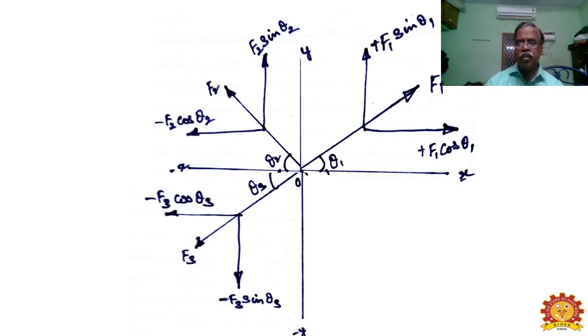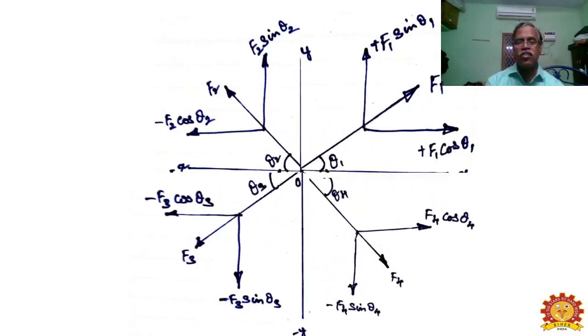Now similarly, for the fourth quadrant, we take a negative y-axis and positive x-axis, as shown here. So here you can see it as F4 cos theta 4 as well as minus F4 sin theta 4.